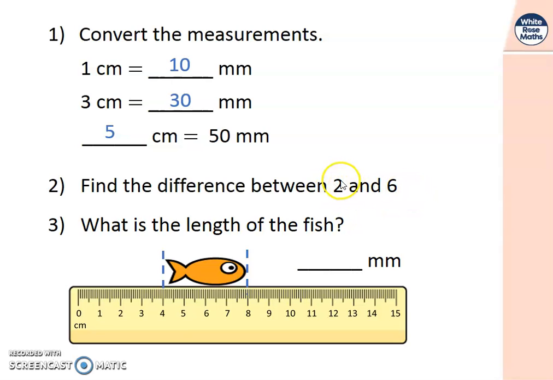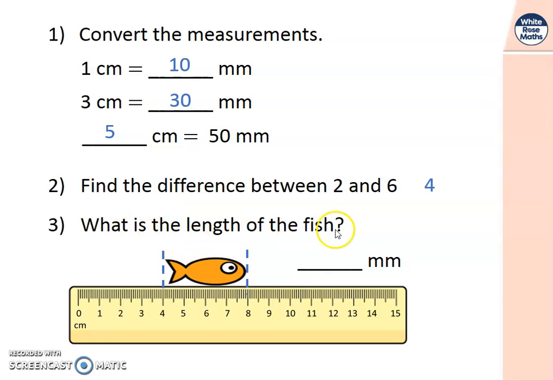Number 2, find the difference between 2 and 6. We can do this by holding 2 in our head and counting up to 6. Or we can hold 6 in our head and count back to 2. Or we can do 6, subtract 2, and we should get the answer 4.